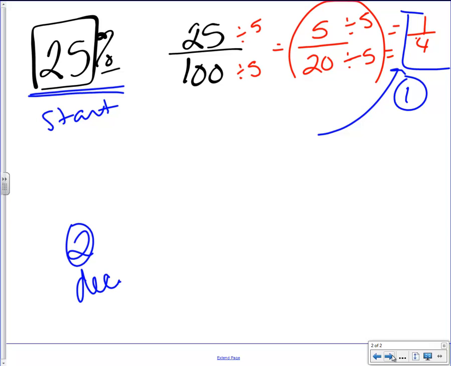To find a decimal, remember that our fraction is actually a division problem, so it's the same thing as 1 divided by 4. When you put that into your calculator, it does just spit out a beautiful little decimal for you.